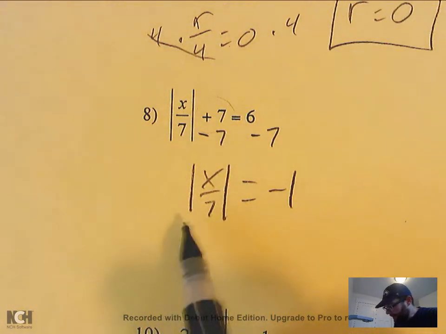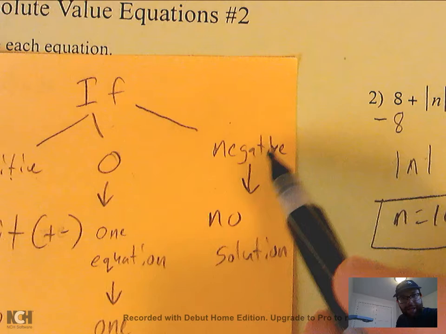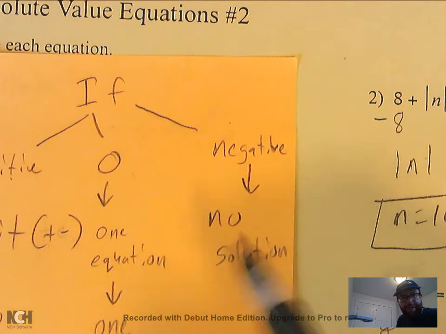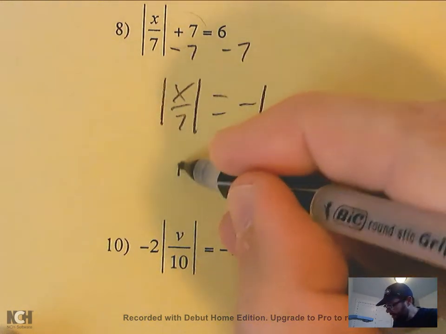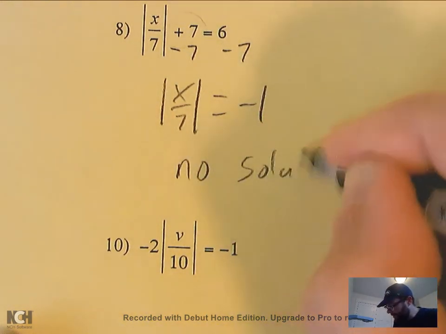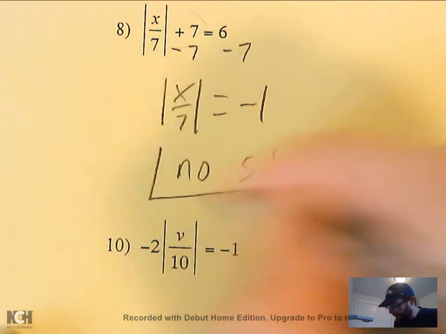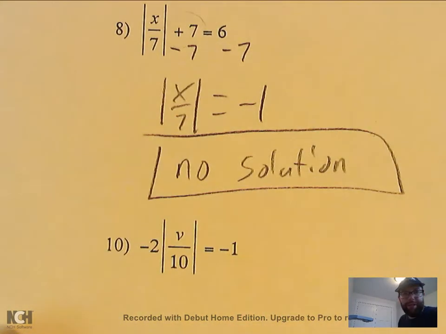So absolute value is by itself. It's equal to a negative number. That is not possible. You cannot have an absolute value that is negative distance, and there's no such thing, right? So this is just a no solution. I don't have to do anything else. I am done. If you get your absolute value all by itself and it's equal to a negative number, you're done.